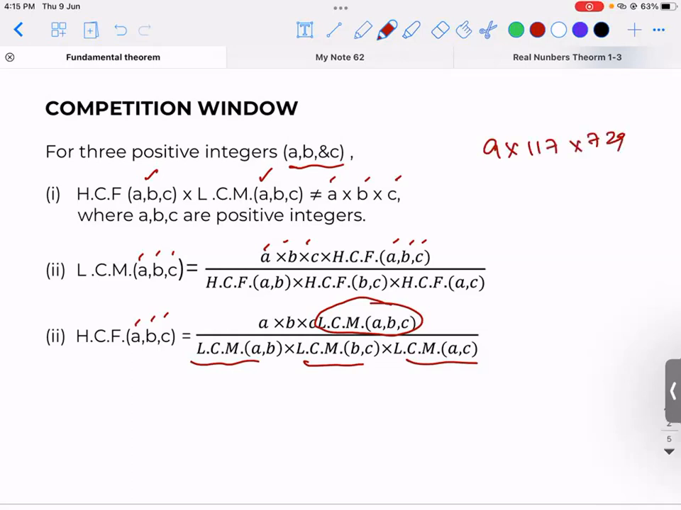So that is in the numerator. So what are we trying to find? HCF of 9, 117 and 729. So how are we doing it? A into B into C, we already got the LCM of those numbers. What is LCM? 9477. The whole divided by, this is what I'm concerned about. Find LCM of AB, BC and AC. Can you do that?